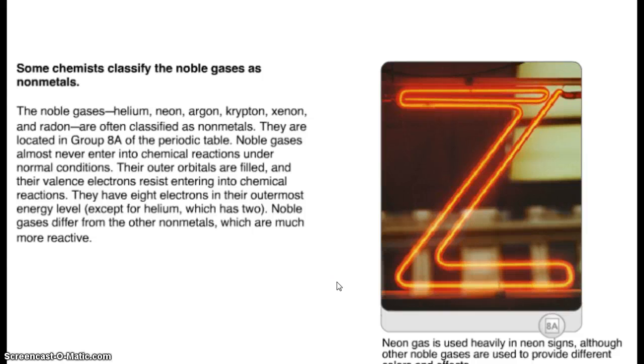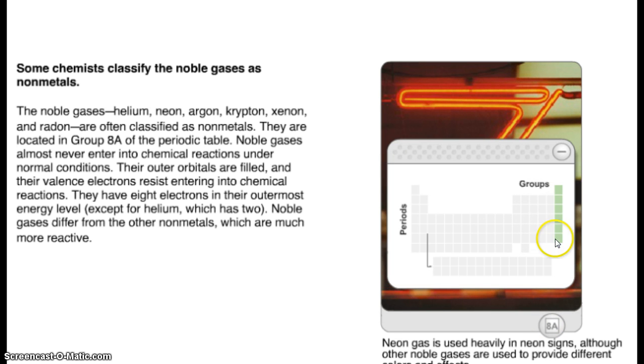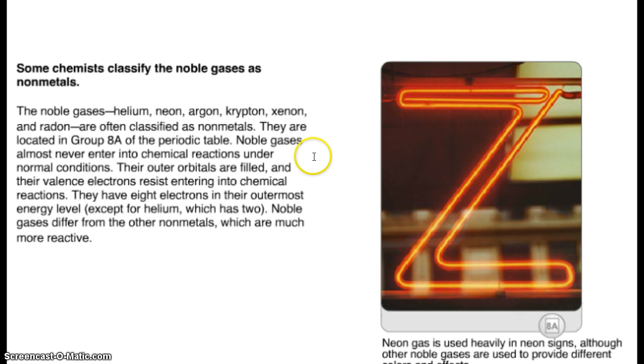Some chemists classify the noble gases as nonmetals, which we will for this class. The noble gases, helium, neon, argon, krypton, xenon, and radon, are often classified as nonmetals. They are located in group 8A on the periodic table, which, if we look at our periodic table, is the group way at the end. Noble gases almost never enter into chemical reactions under normal conditions. Their outer orbitals are full, and their valence electrons resist entering into chemical reactions. Because they have a full outer shell, they are stable.